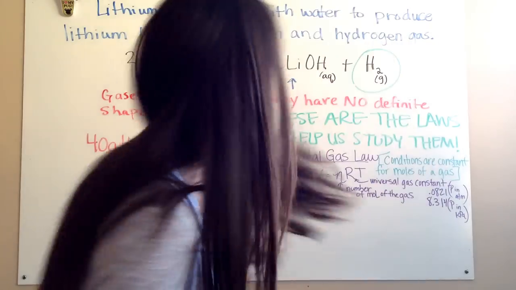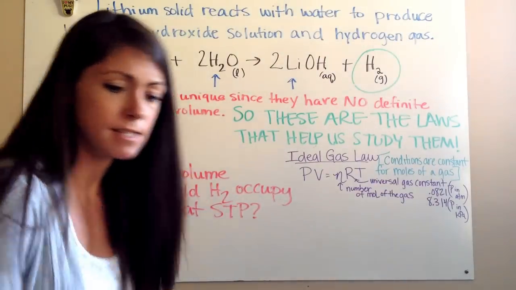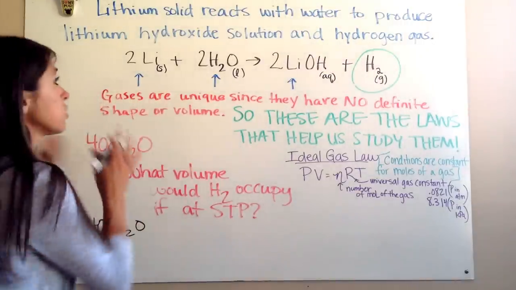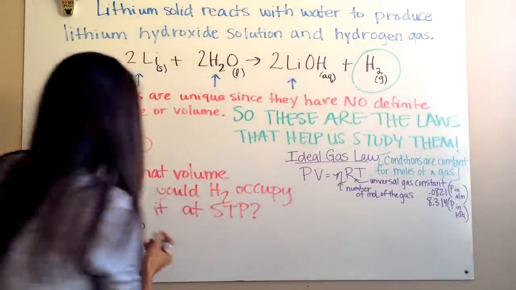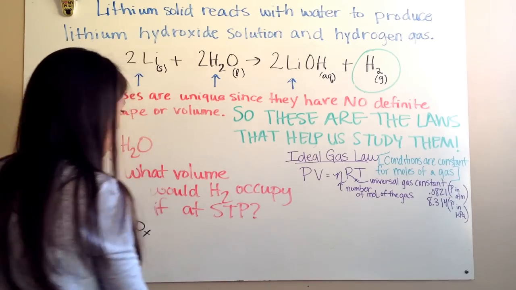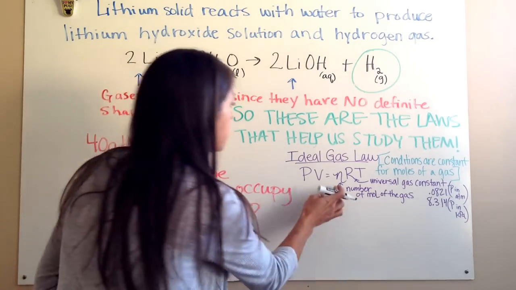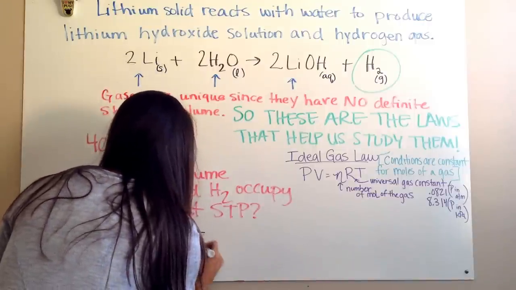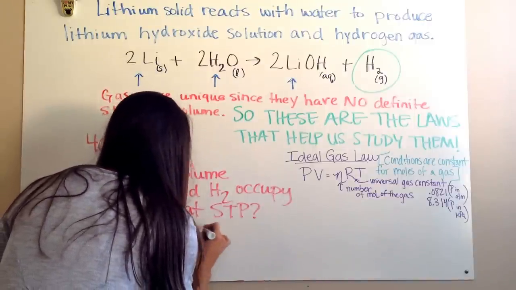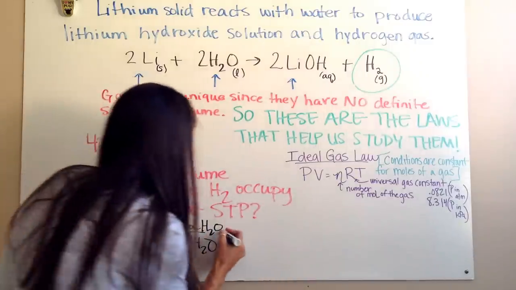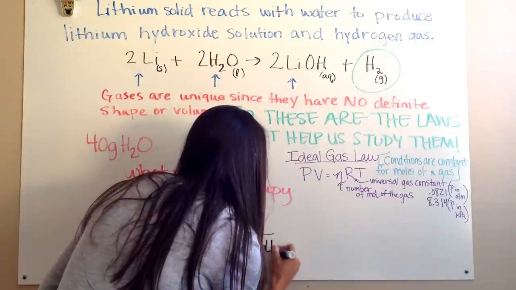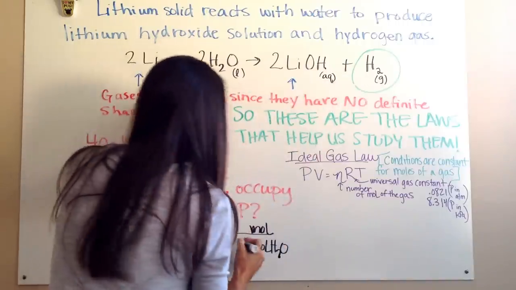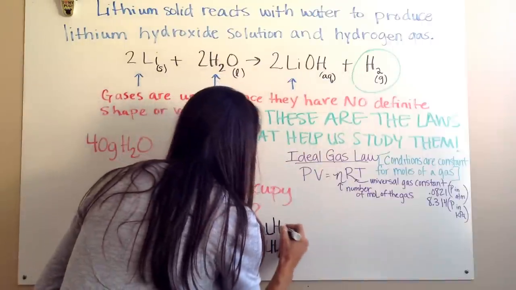So let's do that. We're saying this happened at STP, so if we take these 40 grams of H2O, let's go ahead and switch over to our new substance that we're trying to solve for. Particularly, we're going to do a gram to mole problem because moles is what is incorporated into the gas law. So I'm going to get out of grams, that's 18 grams of H2O for every 1 mole of H2O. Now that I'm in moles, I can officially switch from mole to mole in a mole ratio. Looking up at my balanced equation, there's two of these for every one H2 molecule.